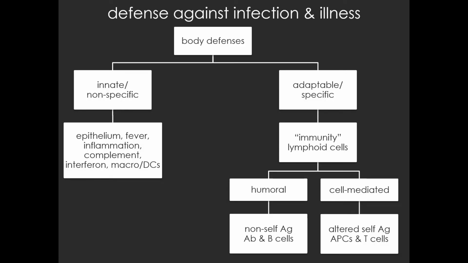In chapter 17, we add to what we learned about in chapter 16, where we flesh out and complete the body's defenses against infection and illness. From the diagram in front of you, you can see that the body defenses are divided up into what are called the innate and non-specific defenses, which were the information we covered in chapter 16, and also the adaptable and specific defenses, which we'll be covering in chapter 17.